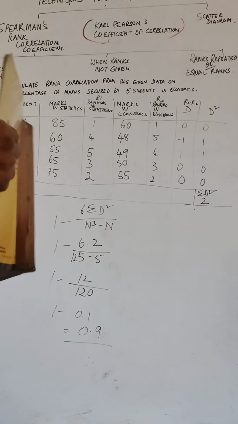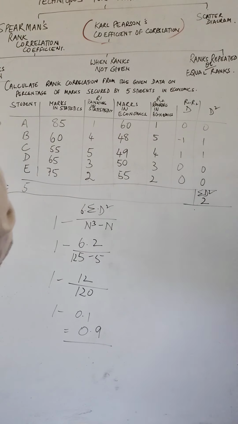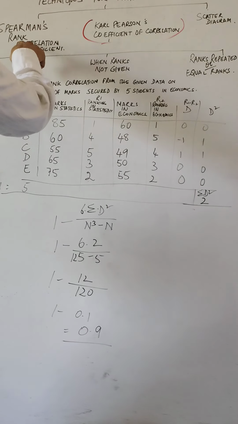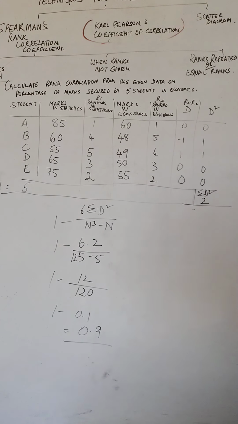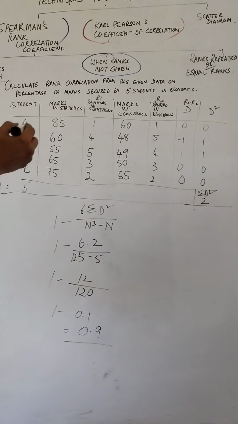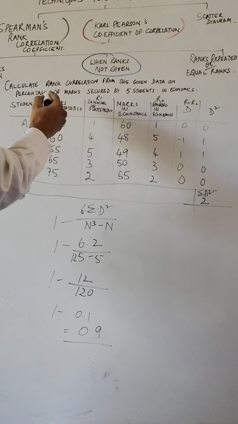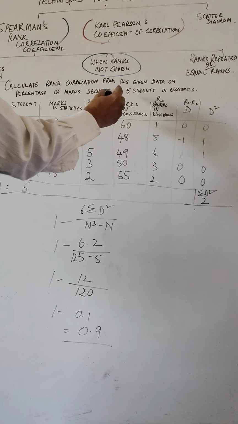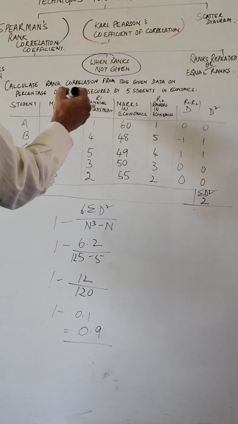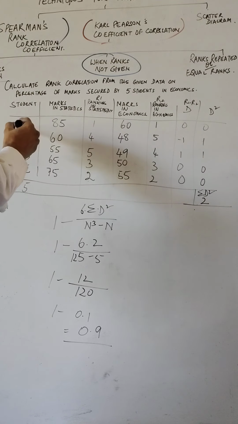I have taken this from the NCERT Statistics for Economics. So here it is Spearman's rank correlation, and in this we are talking about when ranks are not given. So these are the marks. Calculate rank correlation from the given data on percentage of marks secured by 5 students in economics and statistics. Alright, so let's take this.